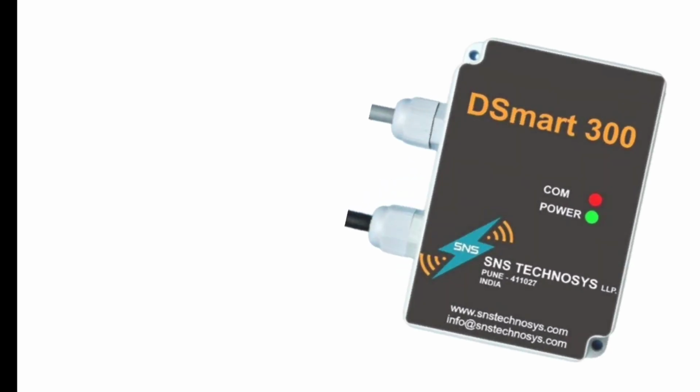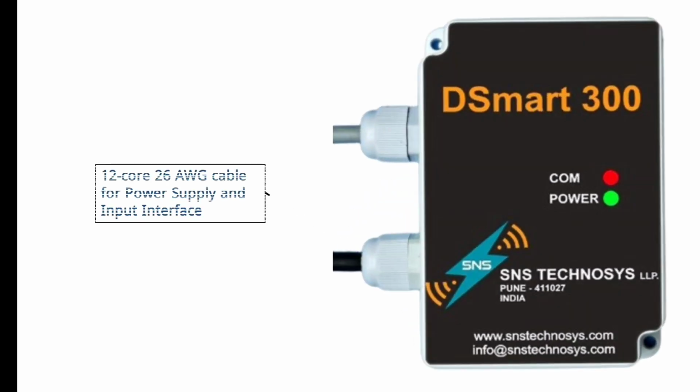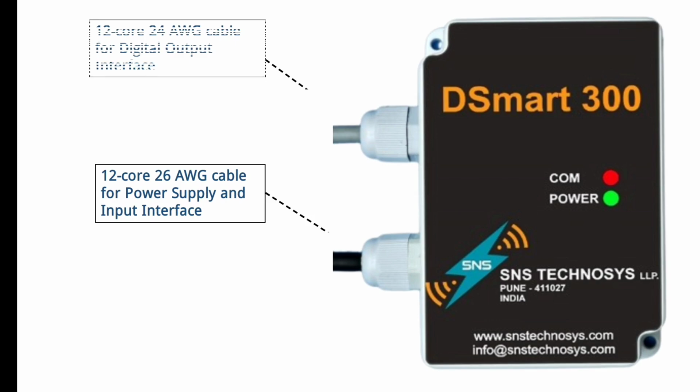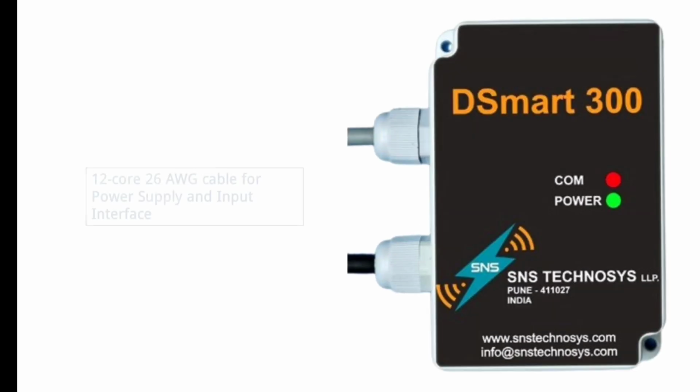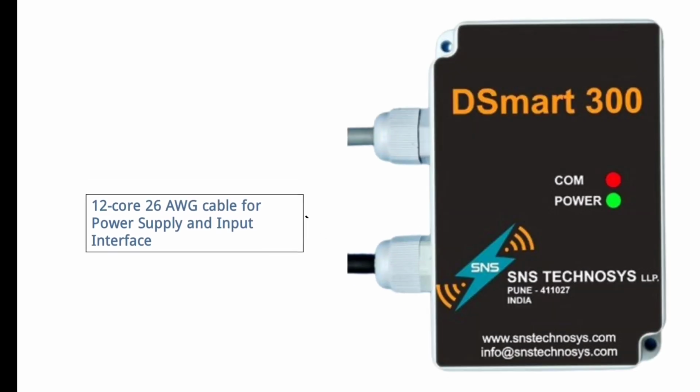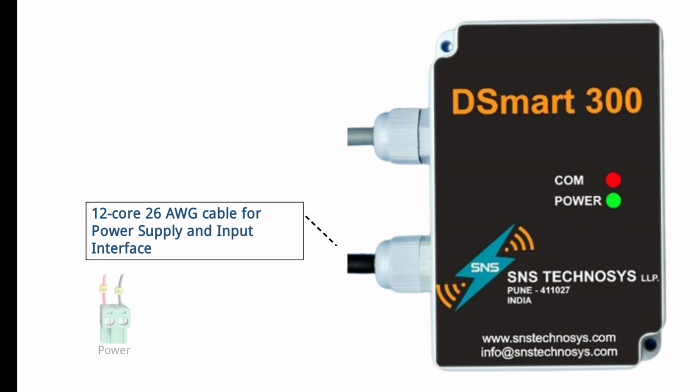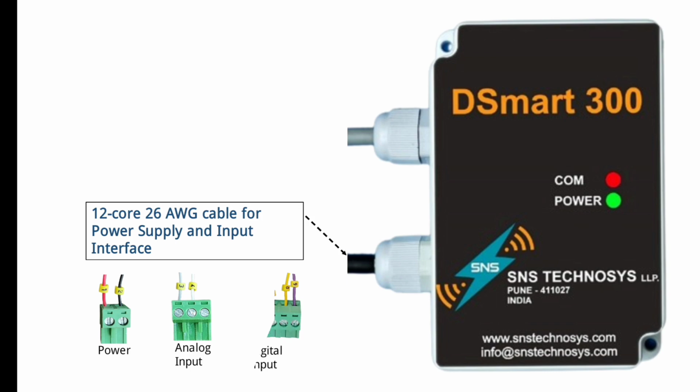Here's a brief summary of the input and output features of DSmart 300, power supply and input interface. Utilizing a 12-core 26 AWG cable connected through a 2-way terminal connector for power supply, each analog input is linked via a 3-way terminal connector with dual wires, while the 5-way terminal connector is allocated for 4 digital inputs.